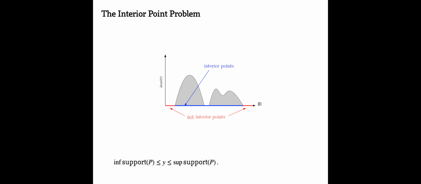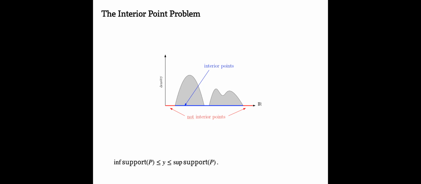This is just a simple statistical estimation problem. You're given a distribution P, and you want to return an interior point of P. An interior point of P is just any point Y between the inf of the support of P and the sup of the support of P. So in this picture, you can imagine that in gray, we have our probability distribution P. Then any point in the blue region would be an interior point of P, and any point in the red region would not be an interior point of P.